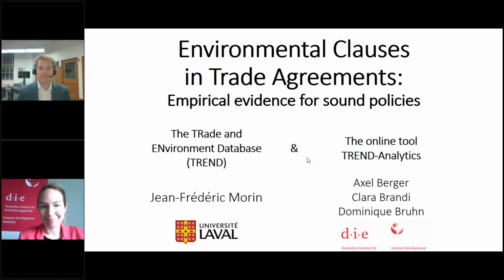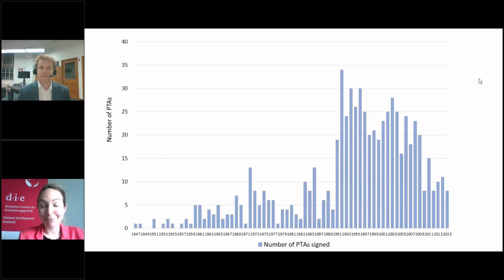In trade agreements and on the empirical evidence for sound policies in this area. As many of you will know, the number of bilateral and regional trade agreements has skyrocketed, especially since the 1990s, as you can see in this slide.